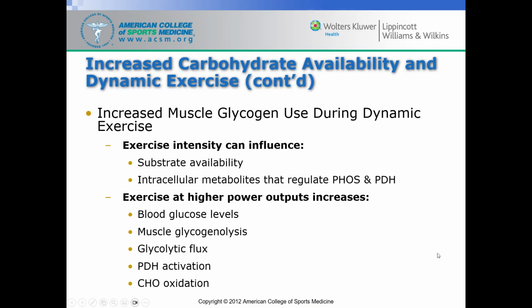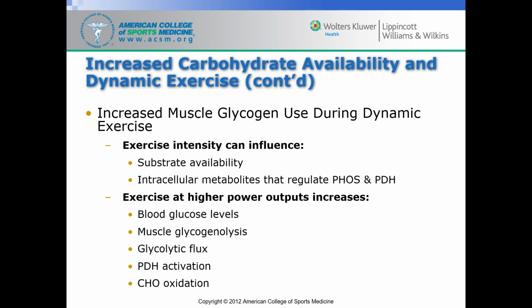During exercise, your exercise intensity can increase your substrate availability because you can bypass the need for things like insulin. You have intracellular metabolites that can regulate phosphorylase, pyruvate dehydrogenase. High power activities, high intensity, will stimulate kind of a stress response. Will spike cortisol and catecholamines. Your blood glucose will increase.